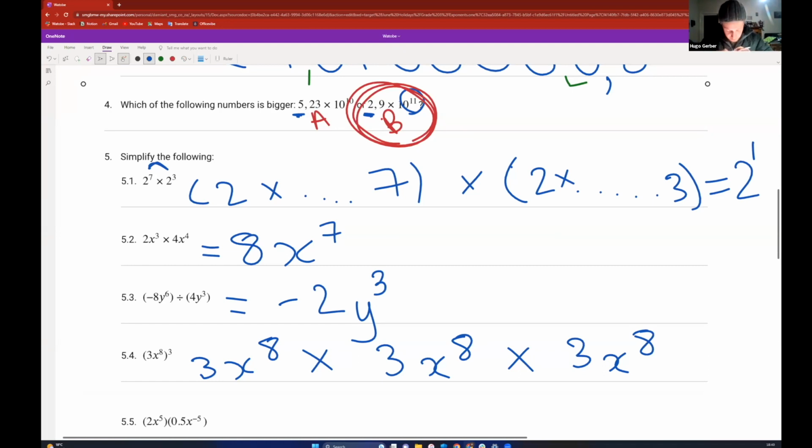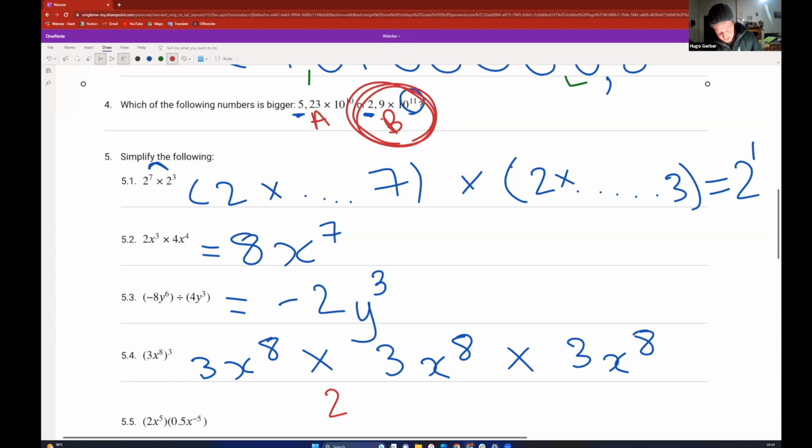Tell me, do you have an answer for me? Yes, what I said is just 3 to the power of 1 times 3. And then your answer for that is? It's 27x to the power of 24.